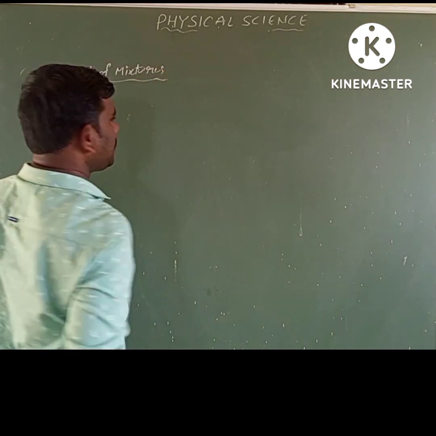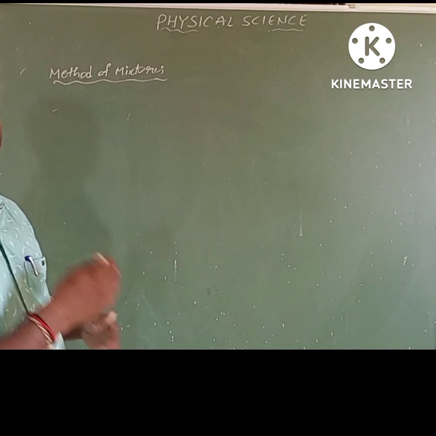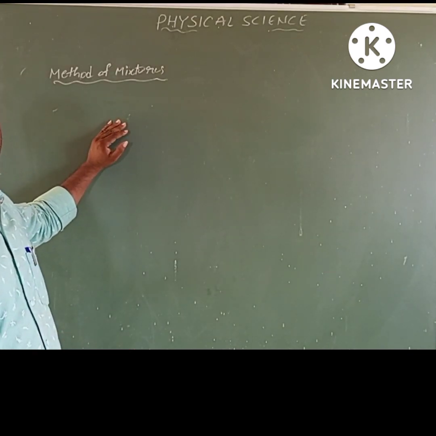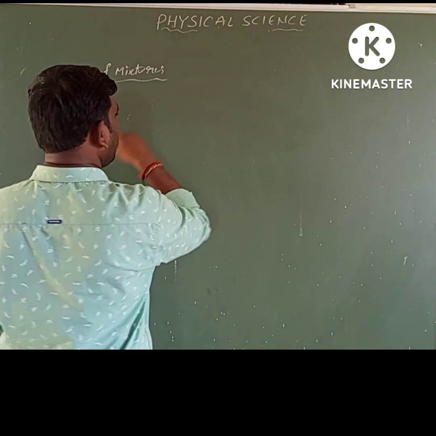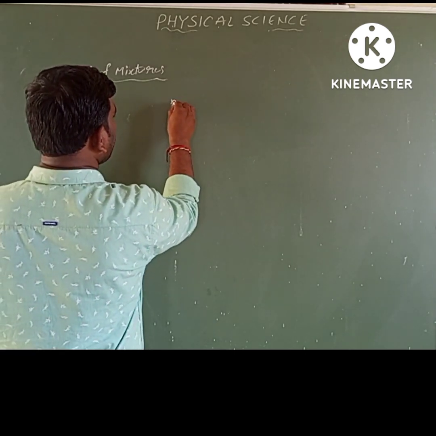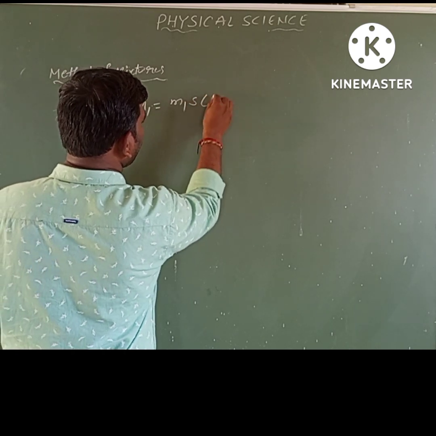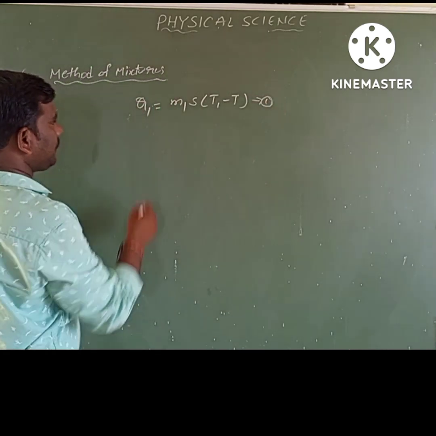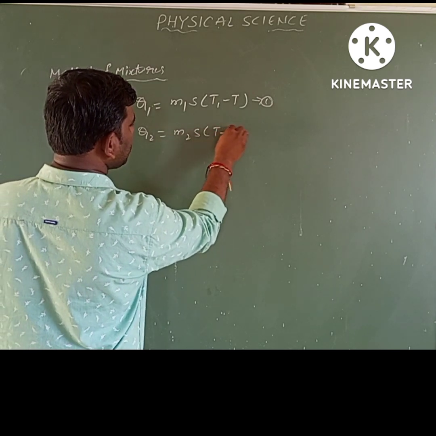Method of mixtures. Suppose the amount of heat energy required, amount of heat gain and amount of heat loss. So what is the principle of method of mixtures? Net heat loss is equal to net heat gain. Suppose here we can take that amount of heat energy loss of the body, then we can write Q1 is equal to M1 S into T1 minus T. So this is the amount of heat energy loss, and the amount of heat energy gain is Q2 is equal to M2 S of T minus T2.